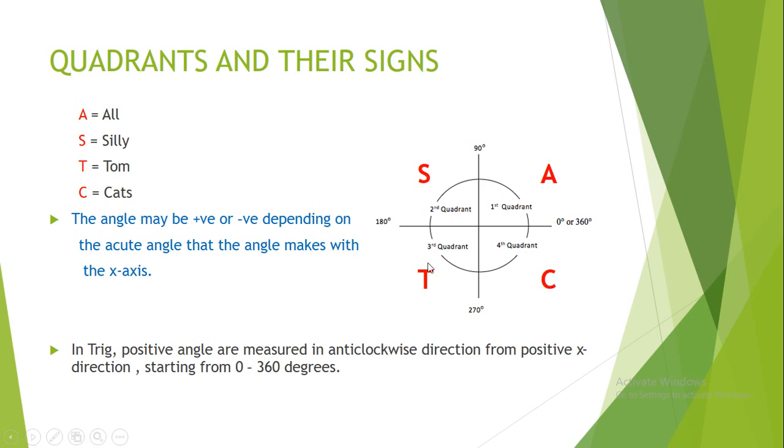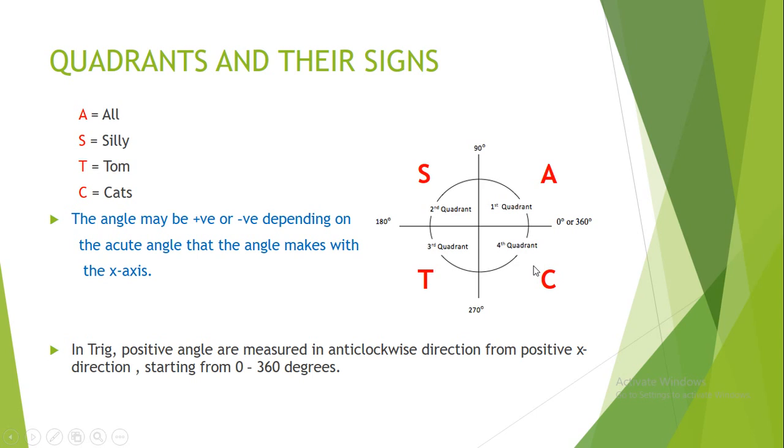Now there is this thing you can see from here, CAST. You can form a word like cast. All that this is trying to tell you is that in the first quadrant, all the three major trig ratios are positive. In the second quadrant, it is only sine that is positive. In the third quadrant, it is only tan that is positive. And in the fourth quadrant, it is only cos that is positive. What this means is that all the other trig ratios are negative.